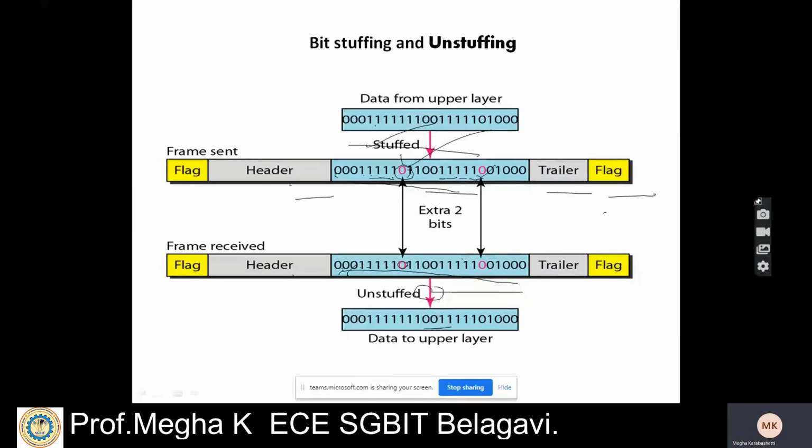Here you can see this stuffed 0 is removed, this stuffed 0 is removed, and then the original data is obtained. So from this only we can tell the algorithm for a program. So what would it be?